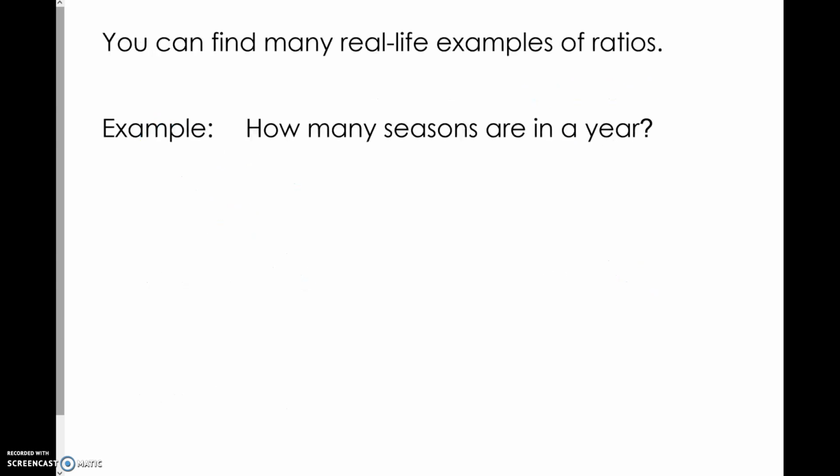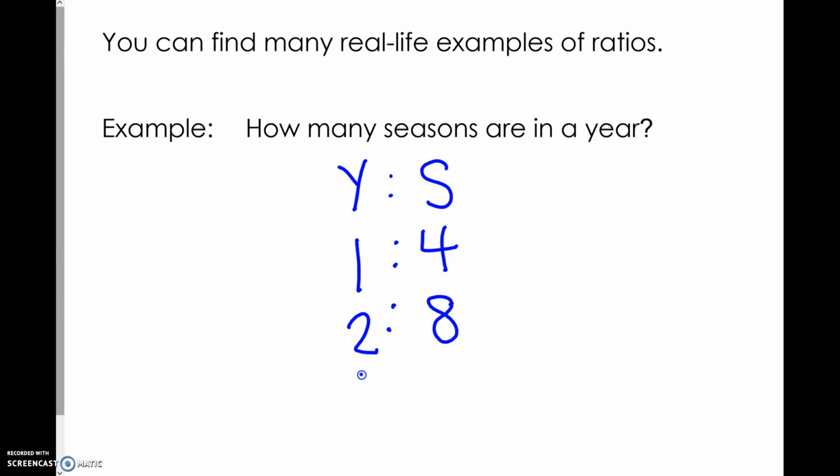There are many real-life examples of ratios. For example, how many seasons are in a year? Years to seasons. In 1 year, there are 12, I'm thinking of months. There are 4 seasons. In 2 years, we will cycle through 8 seasons. In 3 years, we will cycle through 12 seasons, and so on.